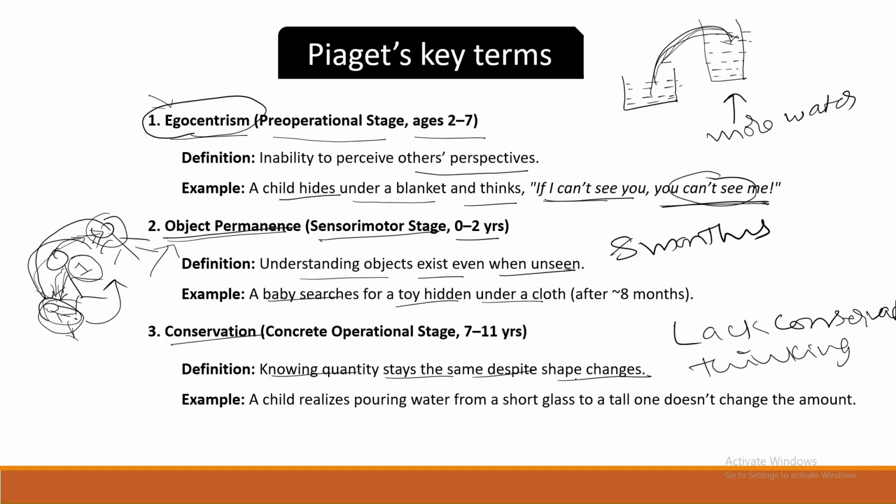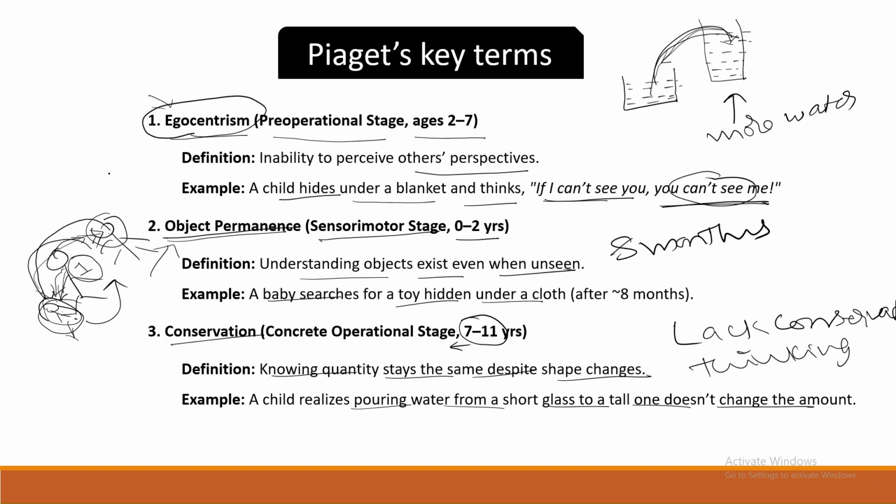Conservative thinking is experienced when a child realizes that pouring water from a short glass to a tall one doesn't change the amount. This conservative thinking comes at 7 to 11 years old. Prior to that, he doesn't have conservative thinking.